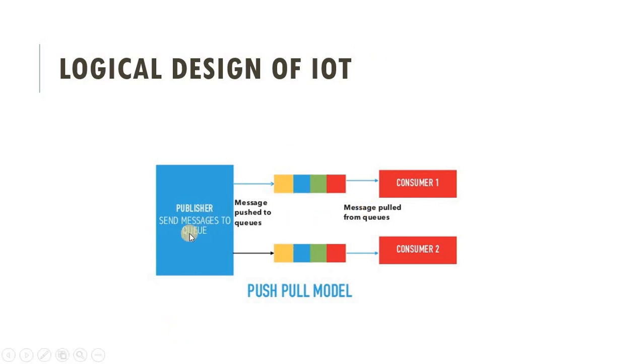So the publisher sends a message to the queue, and we can say this process is like the publisher pushed a message into the queue. So this is the push operation, and after that the consumer will pull the message from the queue. So the push and pull will be a continuous process. Here the second consumer is there. So the publisher sends the message into the queue, and from this queue consumer two will also pull the messages or the services. So this is how the push pull model works.